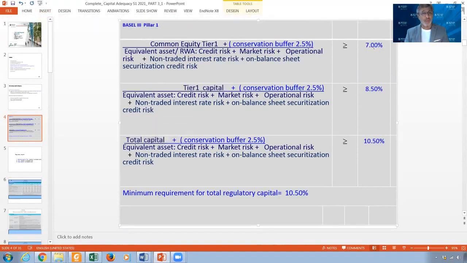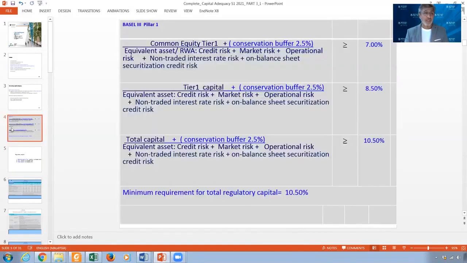When we calculate it, this should be more than 7%. This should be equal or more than 8.5%, and this should be 10.5%. So in our examples or in our tests, I may ask you for those three ones, and you have to see whether the bank satisfies Basel or not. You have to bring the common equity and see whether it is satisfying or not, the tier 1 and the total capital. It depends on the question, but usually I will ask about the three of them, and usually if the common equity is satisfying, the rest are satisfying.